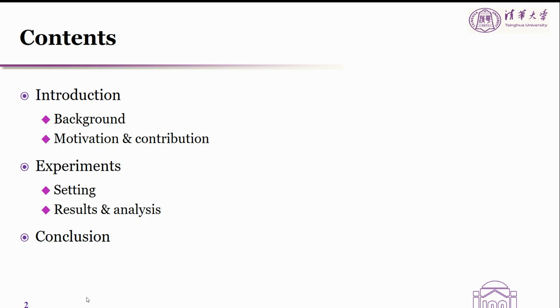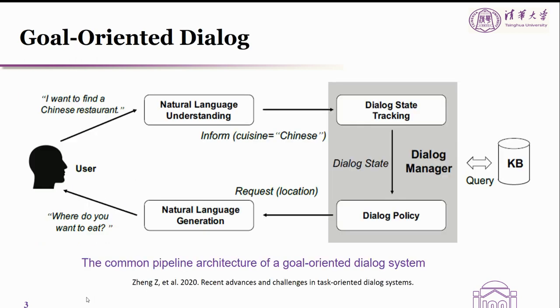Let's begin with the background of Goal-Oriented Dialog System. The Goal-Oriented Dialog is a multi-turn conversation between the user and the system, in which the system helps the users accomplish their goals. Here is a common pipeline architecture of a goal-oriented dialog system, which contains four components: natural language understanding, dialog state tracking, dialog policy, and natural language generation.